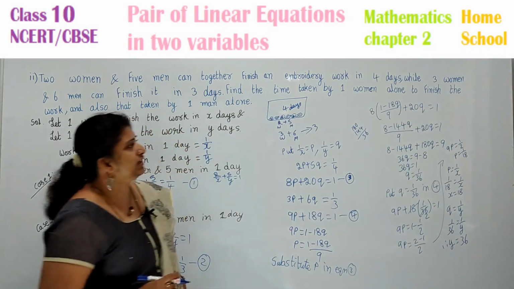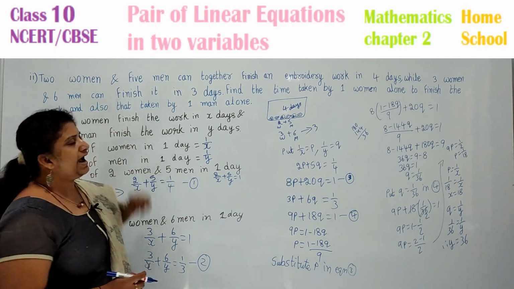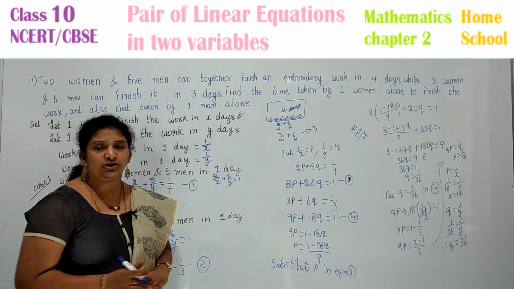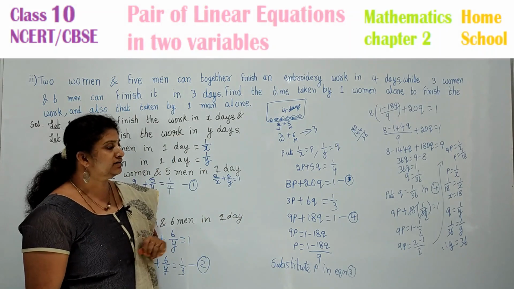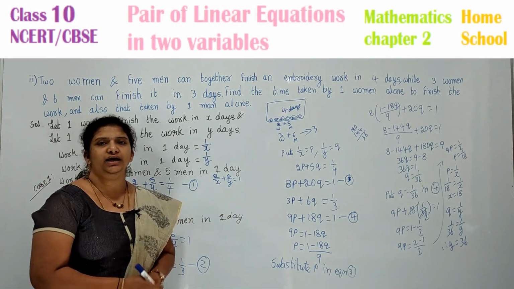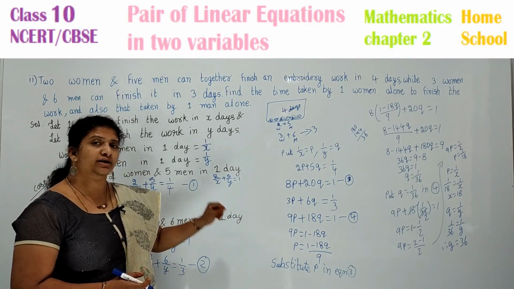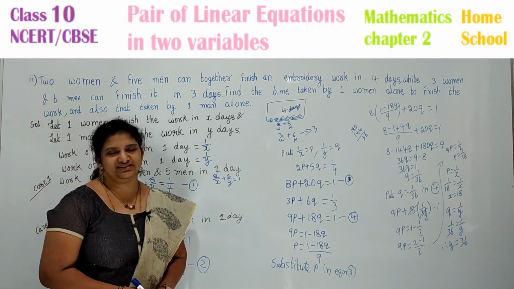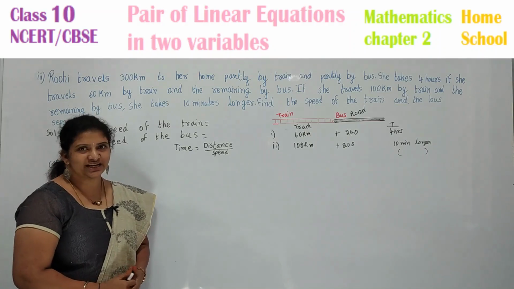Find the time taken by one woman alone to finish the work and also one man alone. So here we are talking about the days, right? So finally, what is your answer? One woman alone can complete the work in 18 days. And one man alone can complete the same work in 36 days. This is your answer. Let's see the last and final problem of this chapter.